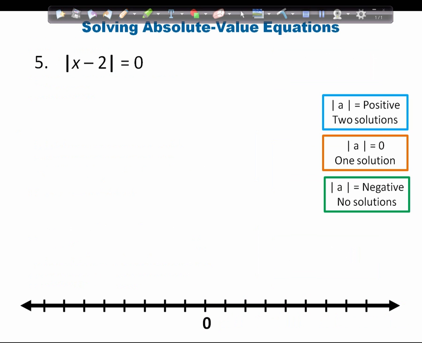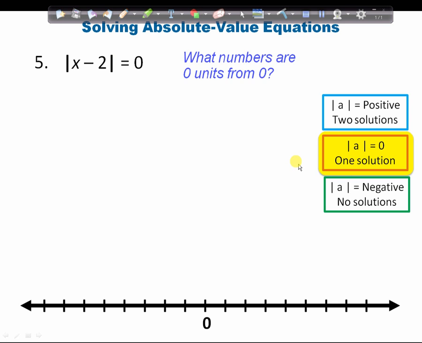Number 5, we have the absolute value of x minus 2 equals 0. The absolute value bars are by themselves here. So if we look on the other side, we have 0. If we look over here, if the absolute value is positive, there are two answers. If the absolute value equals 0, one solution. And if the absolute value equals a negative number, there are no solutions. So here, the absolute value equals 0, so we are going to have one solution.